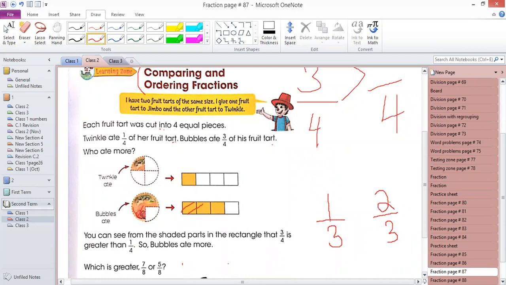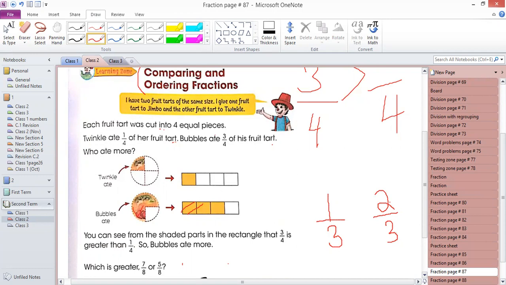The bigger the number on the top, the bigger the fraction. The smaller the numerator, the smaller the fraction. The smaller the number on the top, the smaller the fraction, if the denominator is the same. In these 2 fractions, the denominator is the same, 3, 3. Only the numerator is changed. In one fraction there is 1, and in another fraction there is 2.